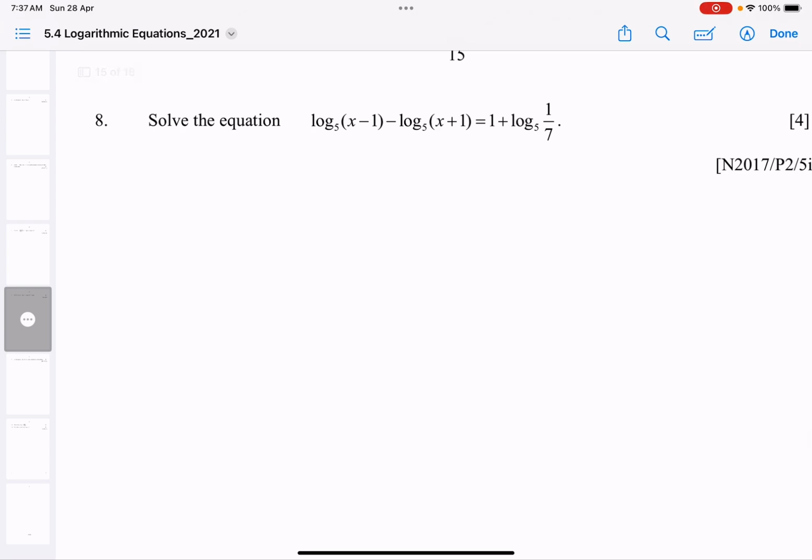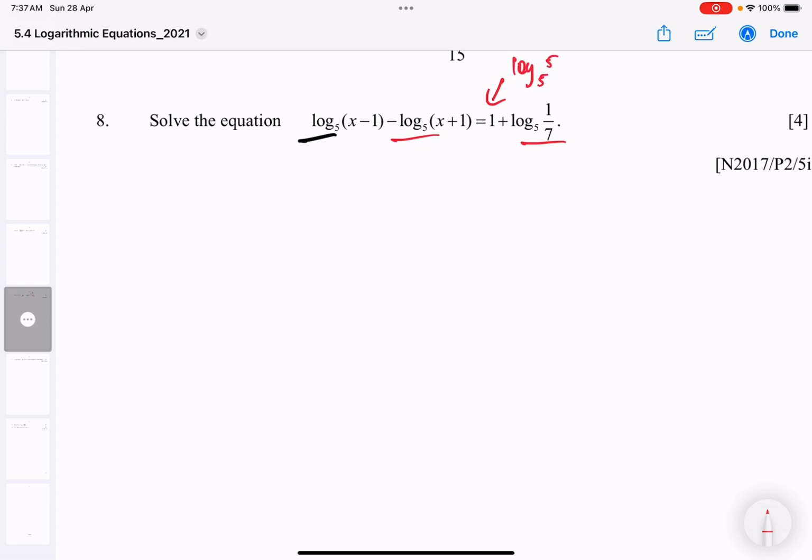Whenever you see this kind of question, you should try things in a particular order. The first thing you're going to try is to change everything to the same base. Is it possible to change everything to the same base? I have a log 5 here, log 5 here, log 5 here. The only thing that isn't log 5 is 1, but I can easily fix that because 1 is just log 5 of 5.